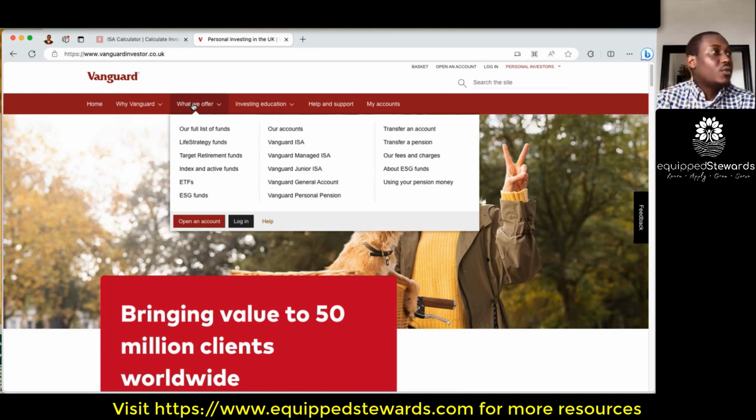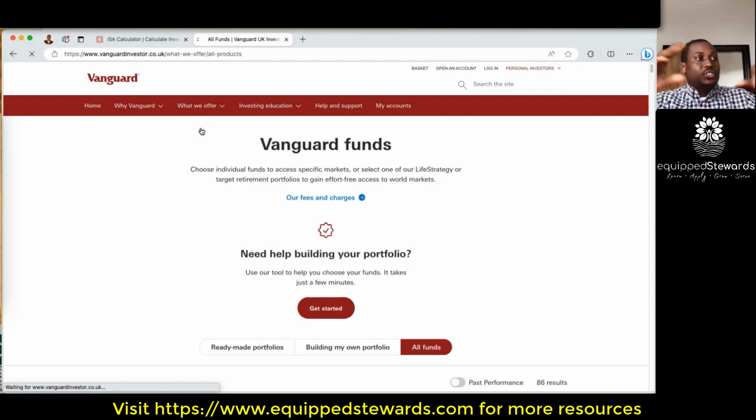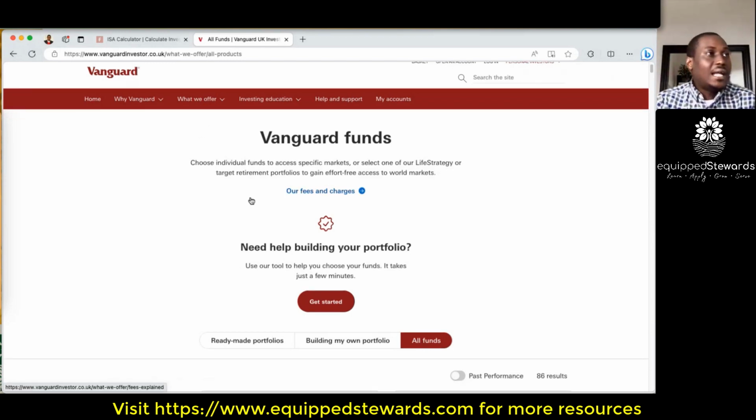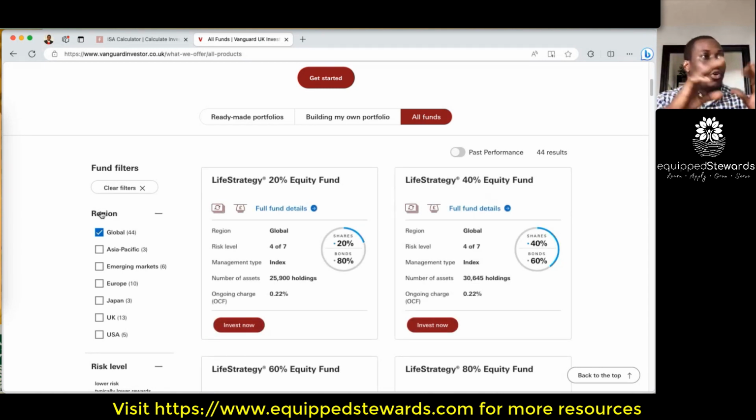Now, if you click on the what we offer, then you can see here our full list of funds. So if you open our full list of funds, for example, then it brings you to the Vanguard funds page, and then it will show you the list of funds shown here. Now, you can use the fund filter to reduce the option that you see. So for example, if you are interested in investing in the global stock market, then you can click on global, and then it reduces to only the funds that invest in the global stock market.